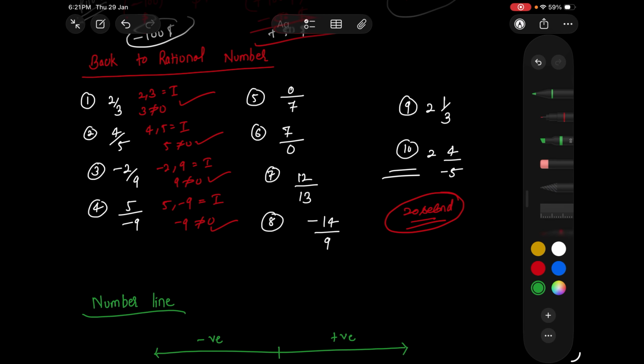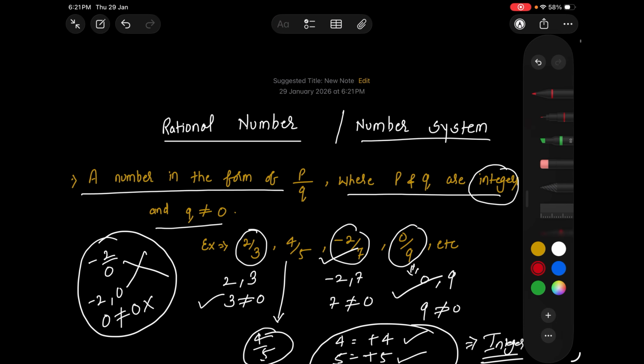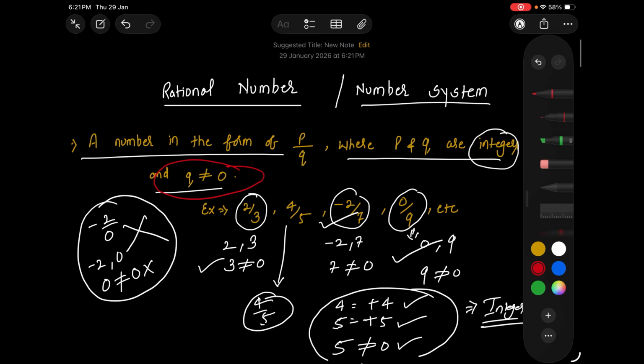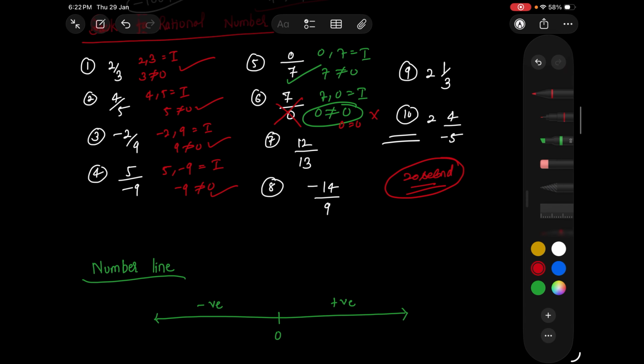So let's start, match your answer with me. 0 and 7 are integers, correct. 7 does not equal 0, also correct, integer. 7 and 0 are integers, correct. 0 does not equal 0. Does this condition apply? No, this isn't the case. Here 0 is equal to 0, so this isn't a rational number. Because for a rational number, what will be the condition? Rational number condition: q does not equal 0. Here q is the denominator and the denominator shouldn't be 0.